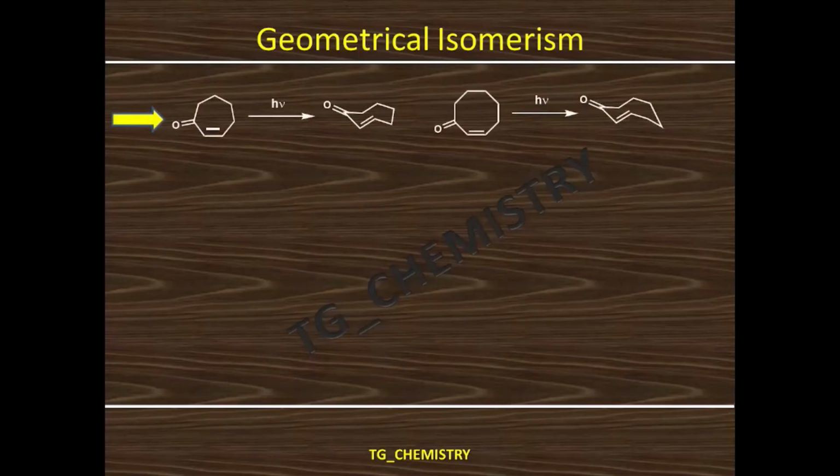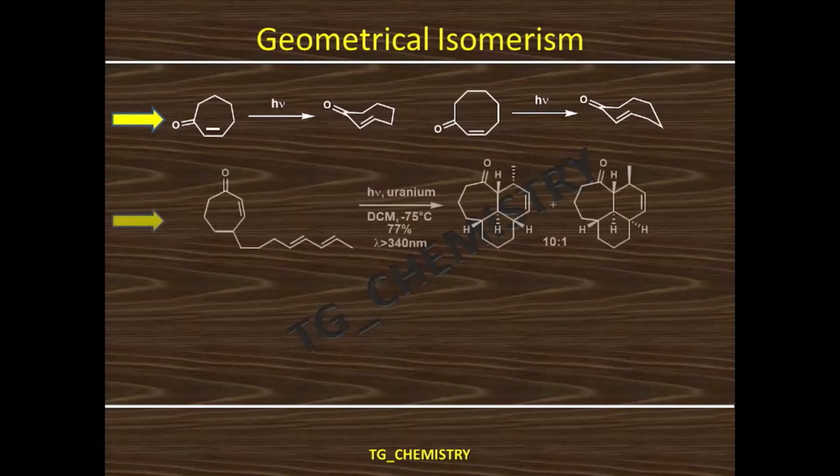Next, there are also examples. You can go through those. These are common, well studied olefin isomerization processes. Here also you can see a ring structure, and an alkene chain is associated with that ring structure, a cycloheptanone basic skeleton. Upon photochemical irradiation using uranium glass, the wavelength value should be more than 340 nanometer range, and eventually that will lead to a mixture of isomers having fused ring structures.